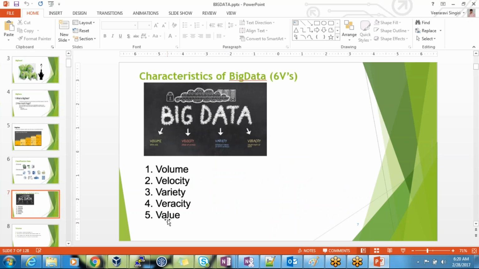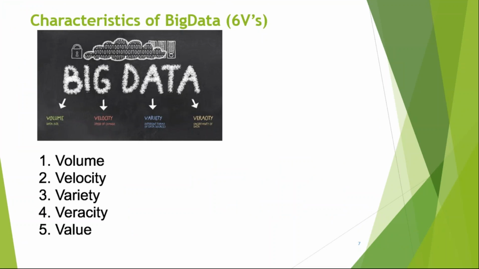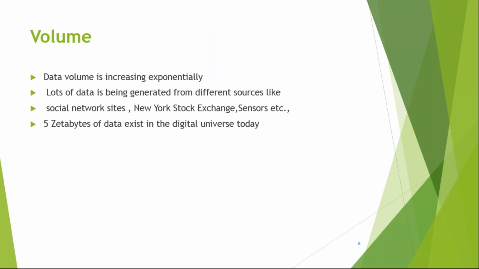I have shown only 5 characteristics here, but there are actually 6. We have explained volume, velocity, variety, veracity; variability is missing here, which I explained yesterday in the last class. Volume: the data volume is increasing exponentially. How much data you are processing is the volume of the data. You can talk about social media data, the New York Stock Exchange, sensors, Twitter, Facebook, YouTube, any source where data is generated. 5 zettabytes of data exist in the digital universe today.